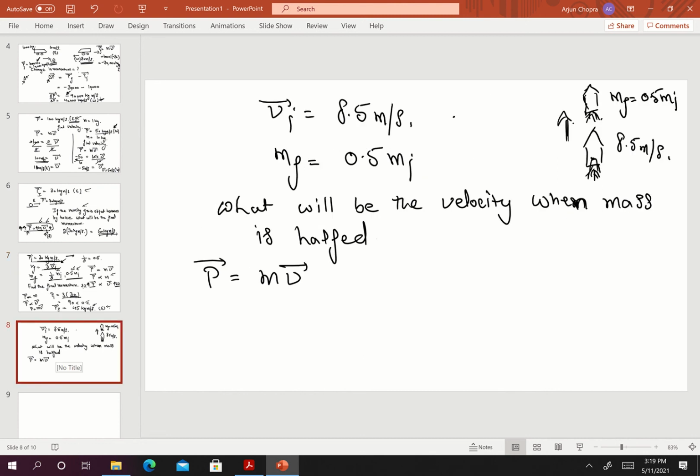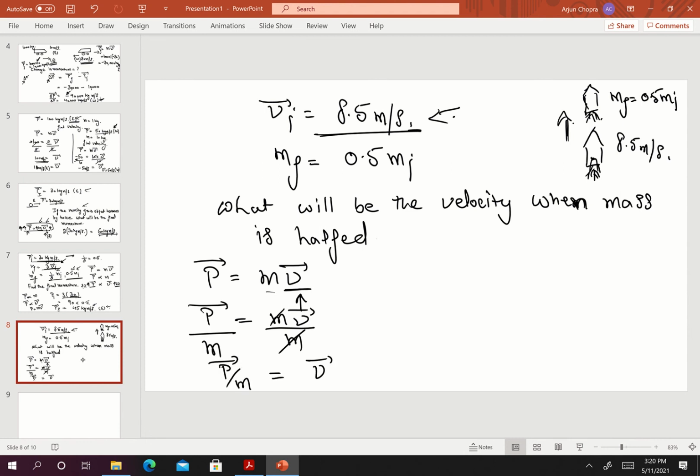But in this case I've been provided with the initial velocity and I've been asked to find the final velocity. So what I'm going to do is write this formula in terms of velocity. So what is the relation between momentum and velocity? I'm going to divide both sides by mass. So mv divided by m on both sides. So the velocity is equal to momentum divided by mass.